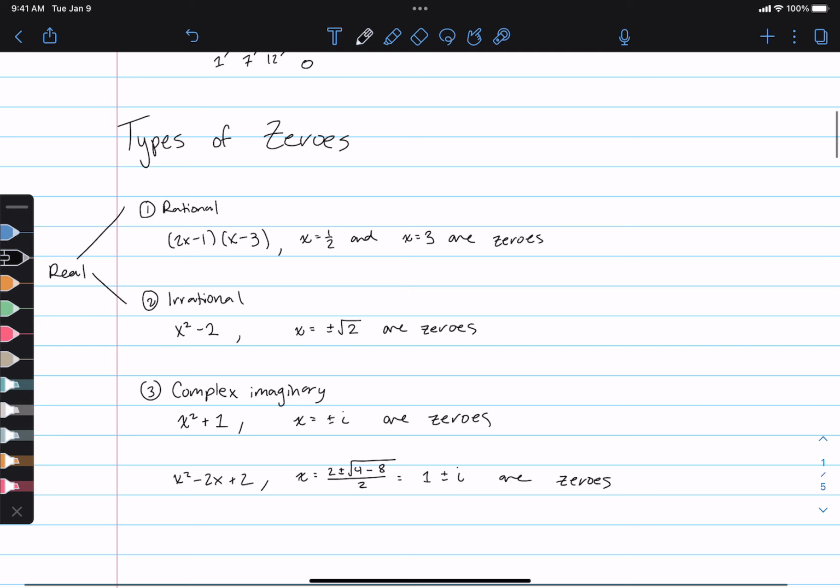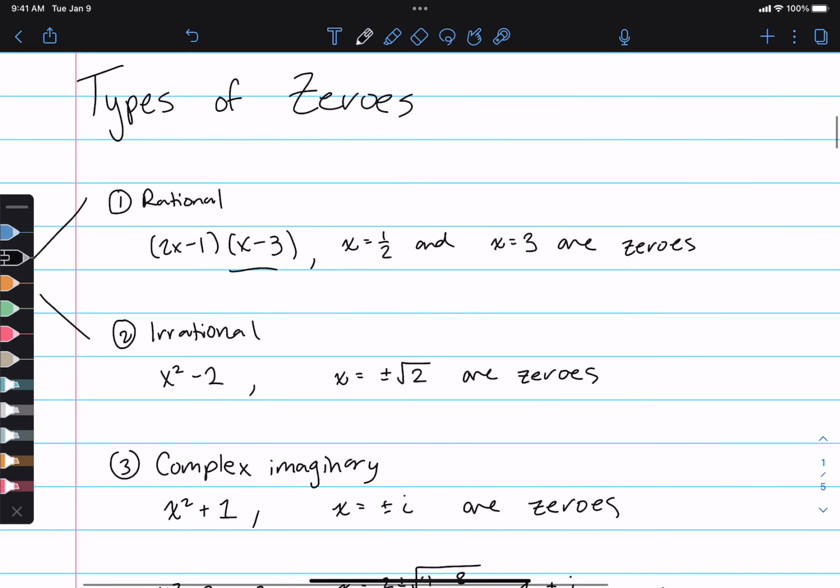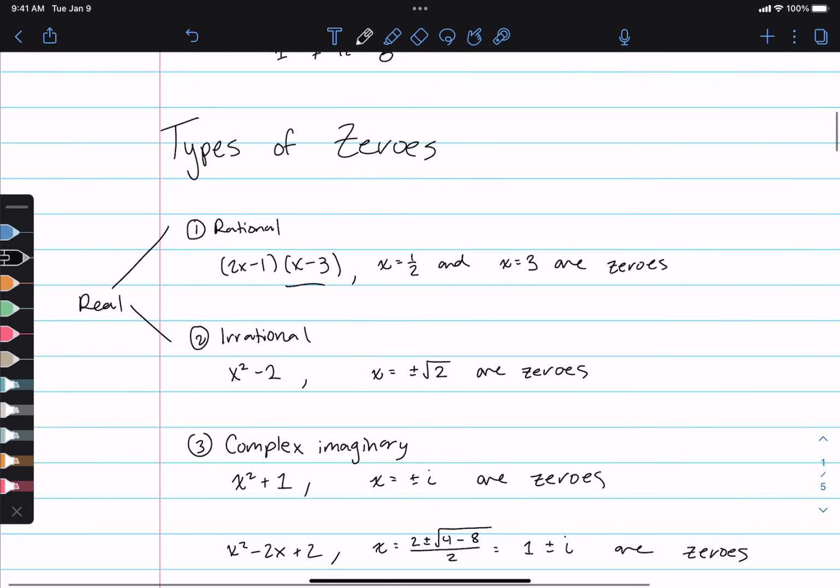Now let's talk about the types of zeros real quick. So we have the real zeros. Those are rational and irrational zeros. So rational zeros may be some factors like 2x minus 1, where the zero is 1/2, or x minus 3, where the zero is x equals 3. But we can also have irrational real zeros, such as x squared minus 2, where we're going to have plus or minus the square root of 2 as zeros, right?